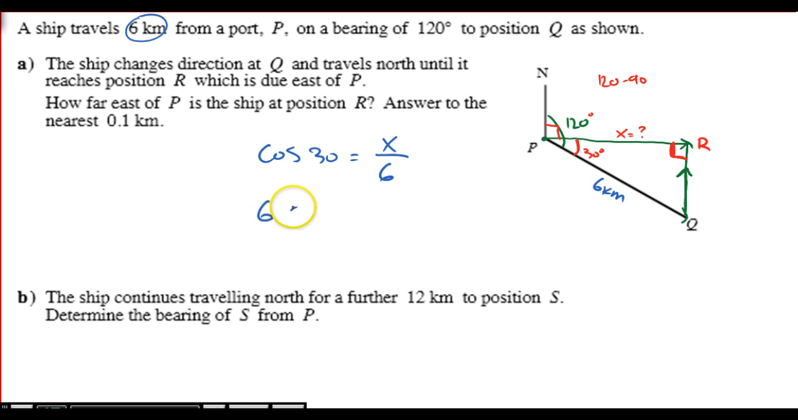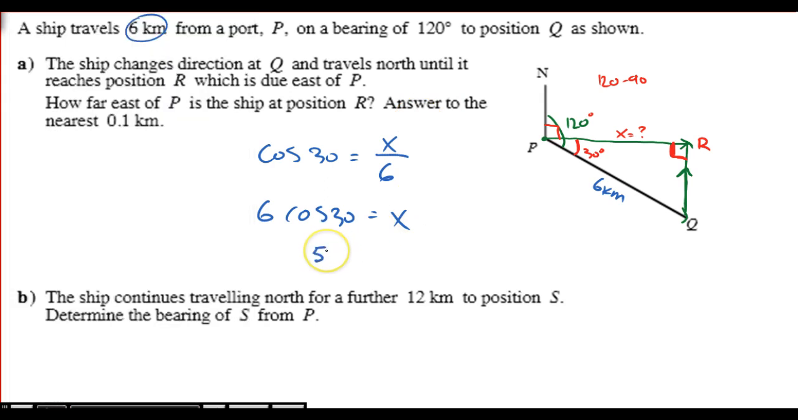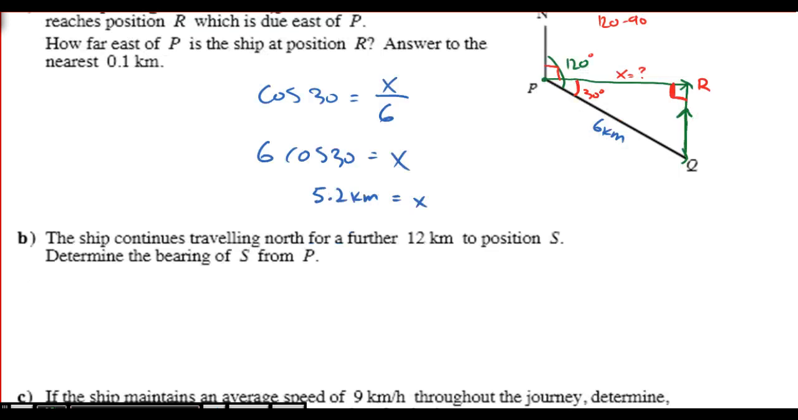So that's going to be 6 cos 30 equals X. Get my calculator out. 6 cos 30. To the nearest tenth of a kilometer, I get 5.2 kilometers equals X. And that makes sense. Again, if I got an answer that was bigger than 6 kilometers, I would be worried and I'd be double checking everything.